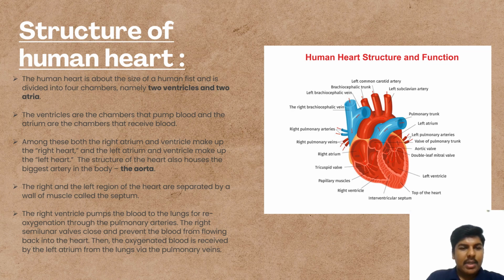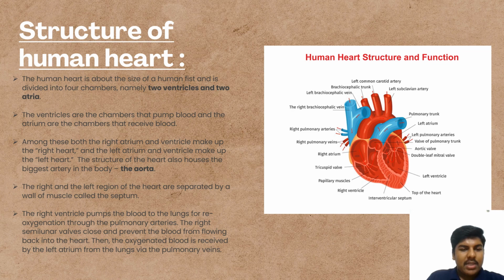The human heart is about the size of a human fist and is divided into four chambers, namely two ventricles and two atria. The ventricles are the chambers that pump blood and the atria are the chambers that receive blood. Among these, both the right atrium and ventricle make up the right heart and the left atrium and ventricle make up the left heart. The structure of the heart also houses the biggest artery in the body, the aorta.